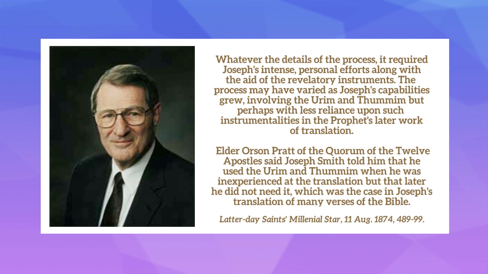Whatever the details of the process, it required Joseph's intense personal efforts along with the aid of the revelatory instruments. The process may have varied as Joseph's capabilities grew, involving the Urim and Thummim, but perhaps with less reliance upon such instrumentalities in the prophet's later work of translation. Elder Orson Pratt of the Quorum of the Twelve Apostles said Joseph Smith told him that he used the Urim and Thummim when he was inexperienced at translation, but that later he did not need it, which was the case in Joseph's translation of the versions of the Bible.